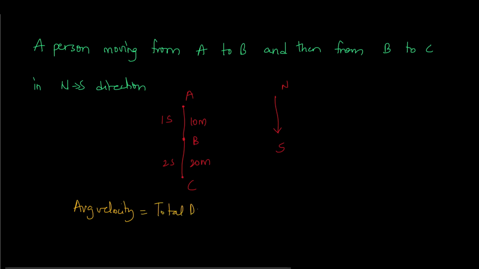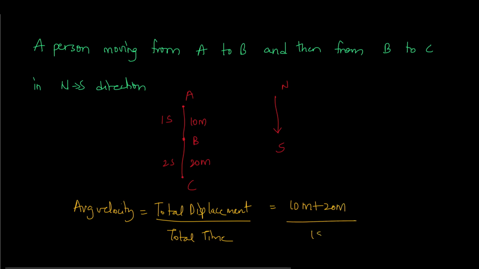Then average velocity will be total displacement by total time. Here total displacement is 10 meters plus 20 meters, by total time, 1 second plus 2 seconds. That equals 30 meters by 3 seconds, which equals 10 m s^-1. So this is how you understand when to use velocity, average velocity, speed and average speed.